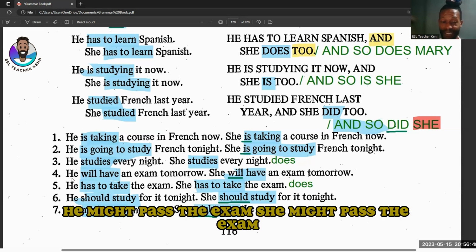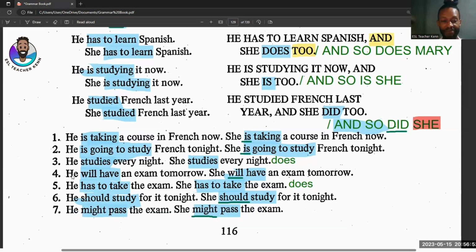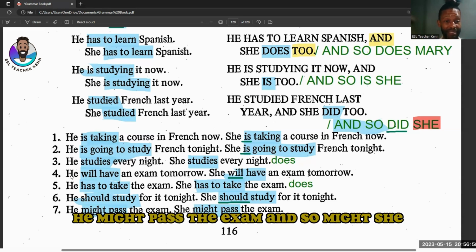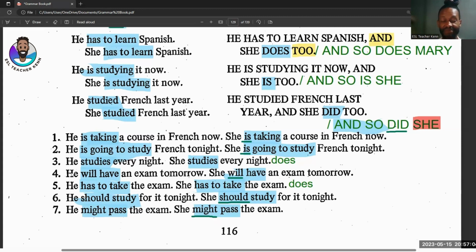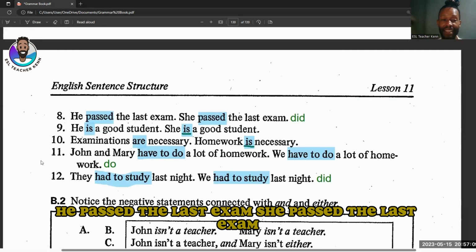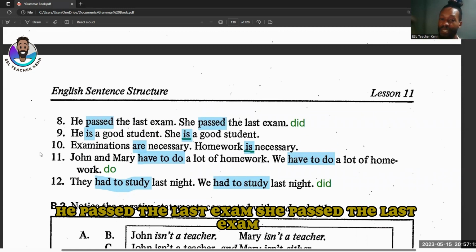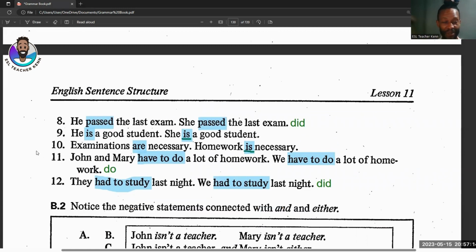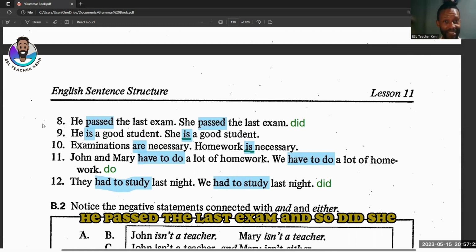He might pass the exam. She might pass the exam. He might pass the exam, and so might she. He passed the last exam. She passed the last exam. He passed the last exam, and so did she.